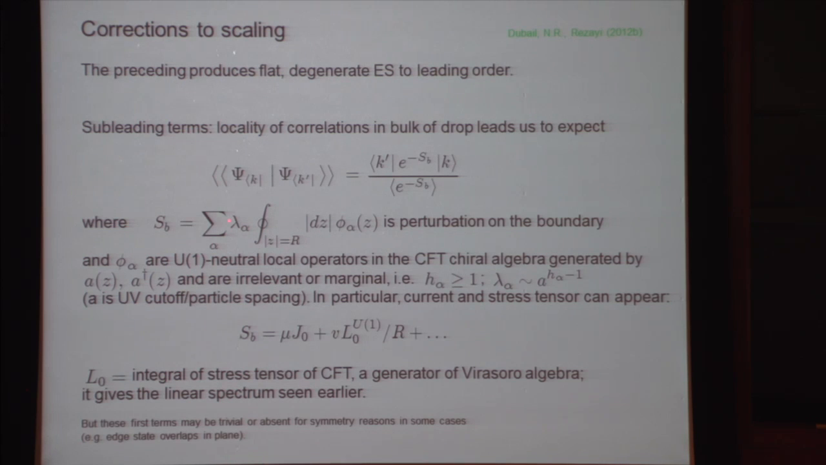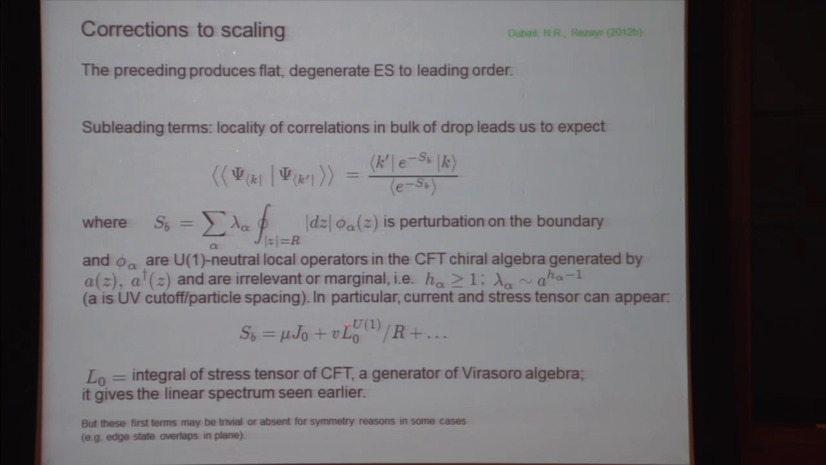And by scaling arguments, the coefficient is some lambda alpha, which by scaling has the form of some length scale a to the h alpha minus 1, where a is an ultraviolet cutoff, or we can think of it as being the particle spacing in our state. So there is a length scale built in. So what's allowed to appear here? Well, in general, we have a U1 symmetry, so there's a current operator. We could have a J0 there with the coefficient mu, like a chemical potential. We could have the stress tensor of our theory, such as the U1 part, and we could have other descendant operators.